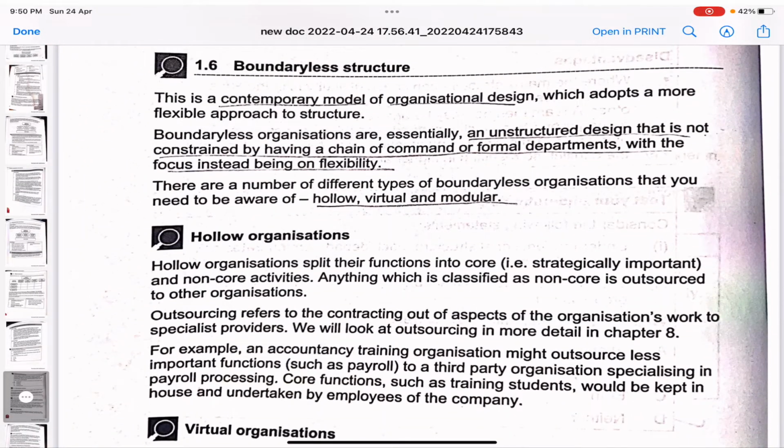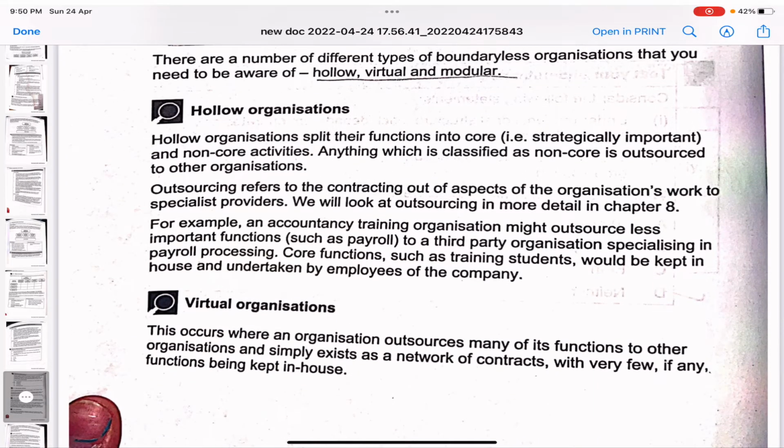Okay, now we come to boundaryless structure. So what does boundaryless mean? Boundaryless means something which does not have any boundary, any limit, any restrictions, which means that it has a lot of flexibility involved in it. This is a contemporary model of organizational design which adopts a more flexible approach to structure. Boundaryless organizations are essentially an unstructured design that is not constrained by having a chain of command or formal departments, with the focus instead being on flexibility. There are a number of different types of boundaryless organizations like the hollow, the virtual, and the modular.